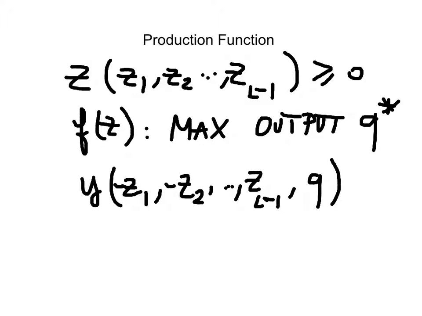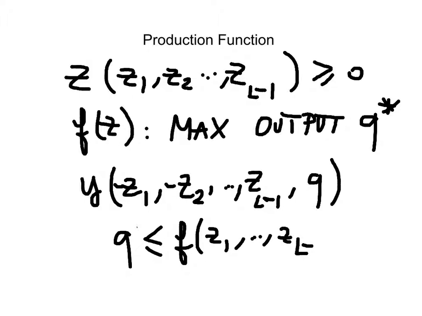In the actual production plan, this does not have to be the maximum output that can be produced, right? I don't have to be necessarily on the efficient frontier. And I can actually write that the output being produced, Q, would actually be smaller than or equal to the maximum output that can be produced given the particular configuration of inputs being required.